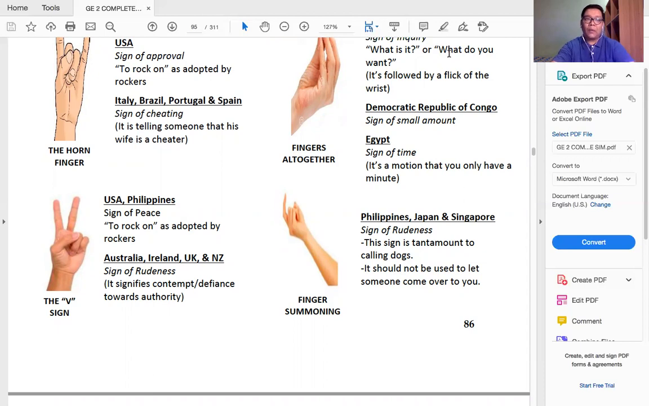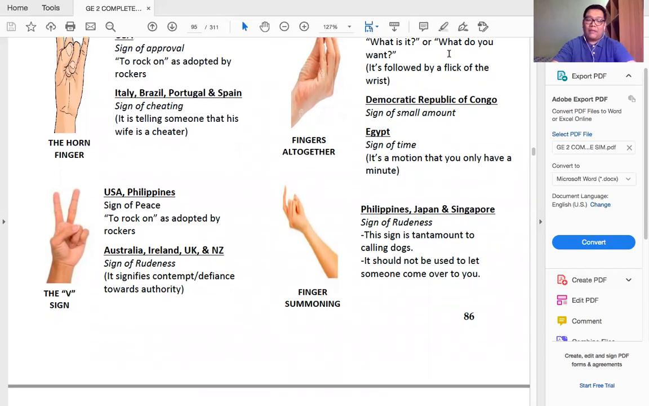For example, if you're here in the Philippines and you committed a crime, let's say you jokingly do the symbol in front of police officers. It means you are telling these police officers, peace, I do not intend to commit such a crime. But when you go to Australia, and you do this in front of police officers, that means you are signifying contempt or defiance of the authority, which simply says that you are not respecting the police authority. So let's be careful with the usage of this sign as well.